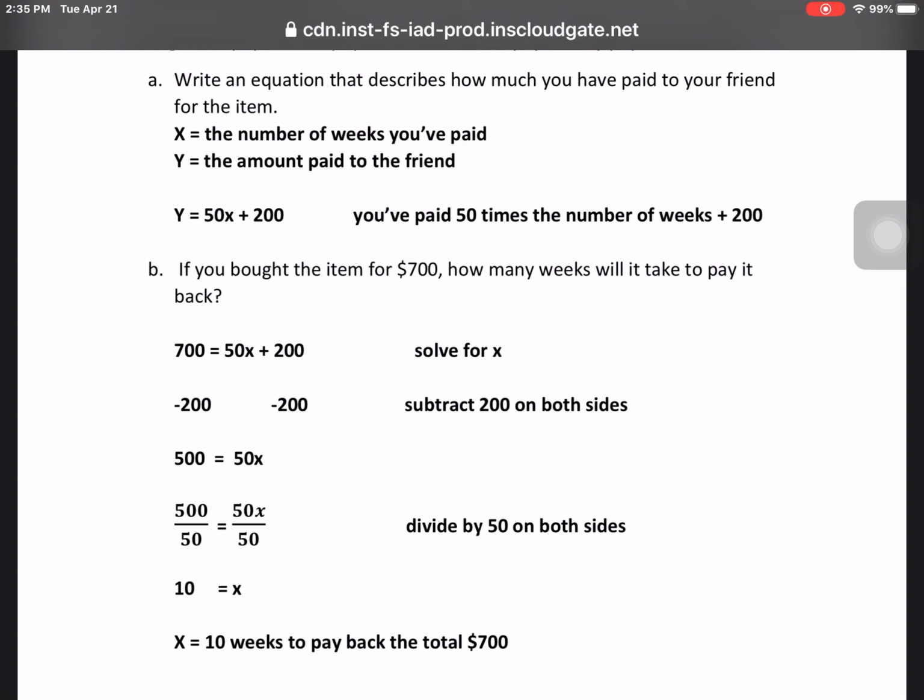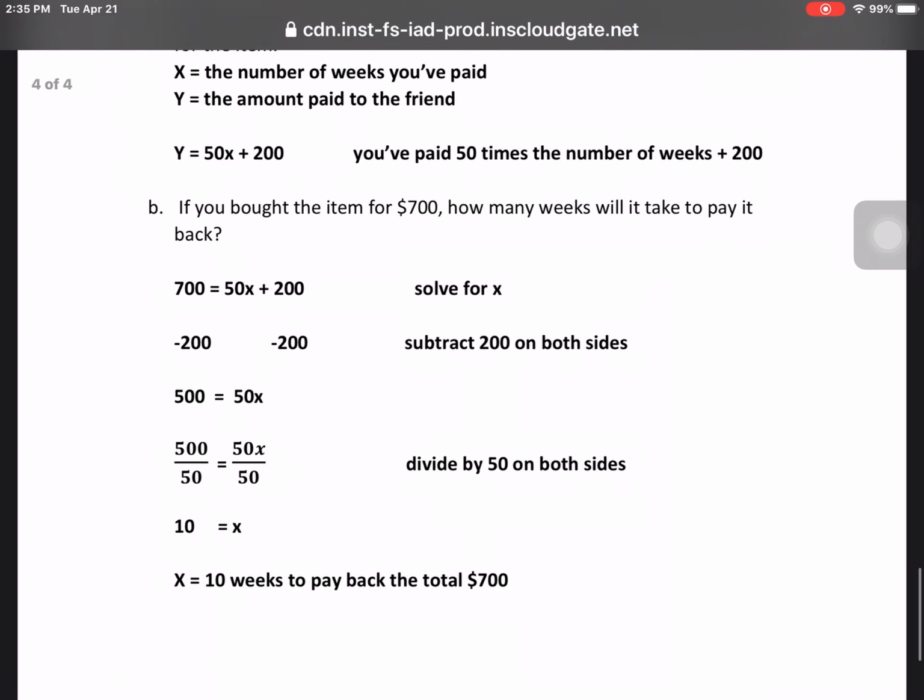So subtract 200 on both sides. Okay, we bought it for 700, we gave them 200. So now we owe $500. And if we're going to pay $50 a week, you would divide 500 by 50 to find out x equals 10. It'll take 10 weeks to pay back the total of $700.